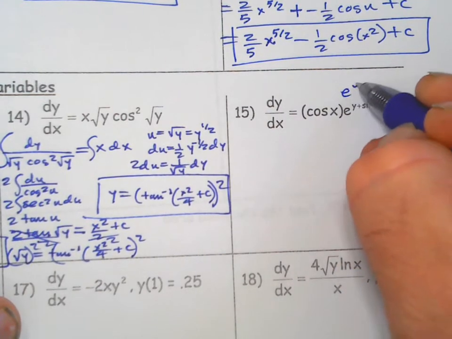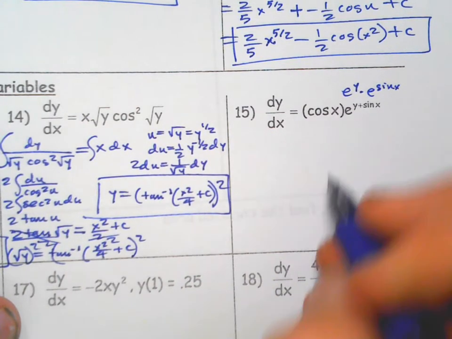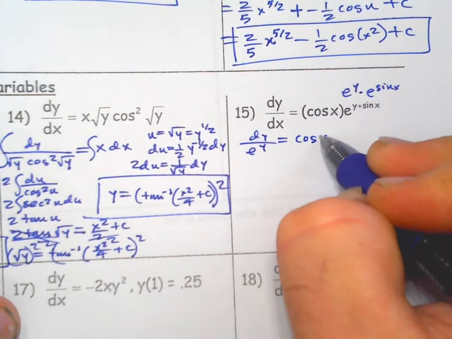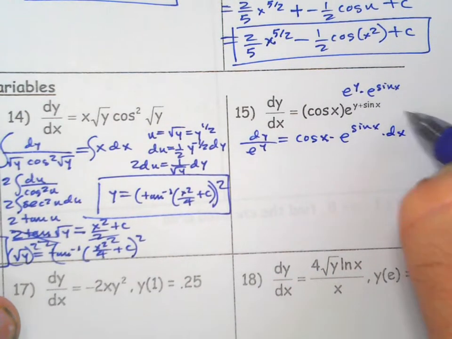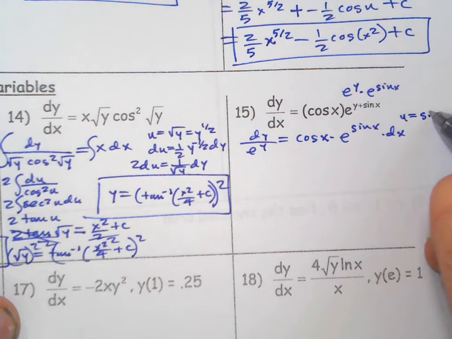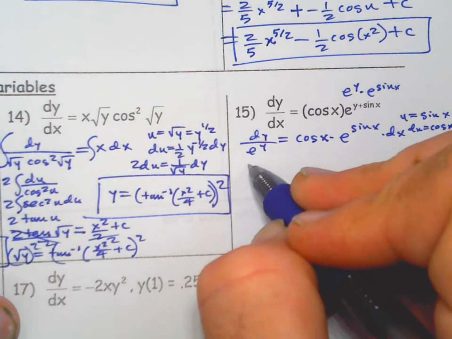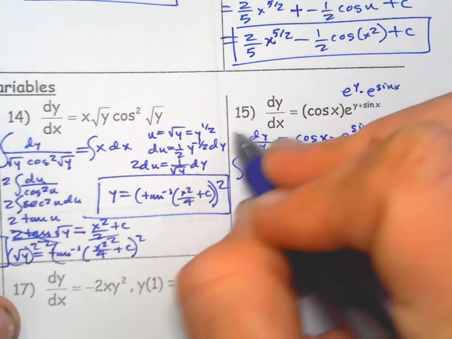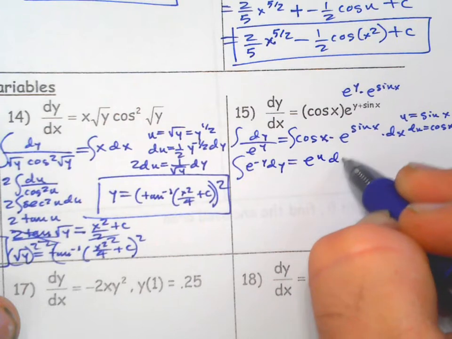So this is going to be e to the y times e to the sine x. So rules of exponents. And then I'm going to move the e to the y to the left and move the dx to the right. So U-substitution, you're going to do u equals sine x. So du equals cosine x dx. Over here, this is going to be e to the negative y dy. And over here, we're going to get e to the u du.